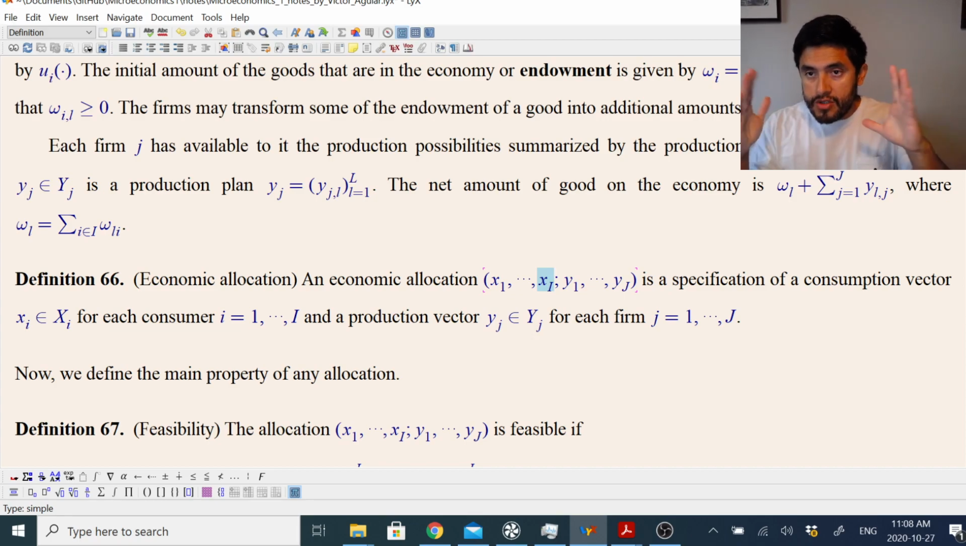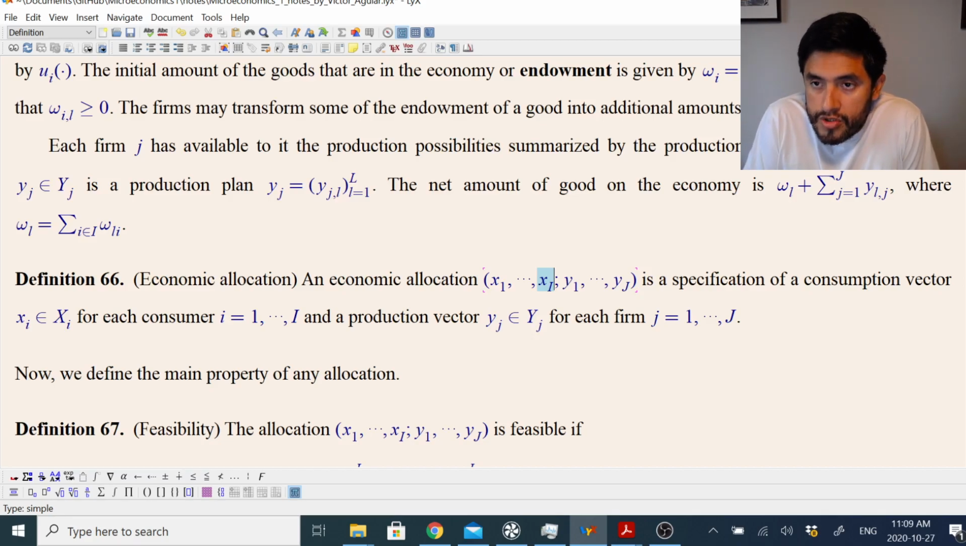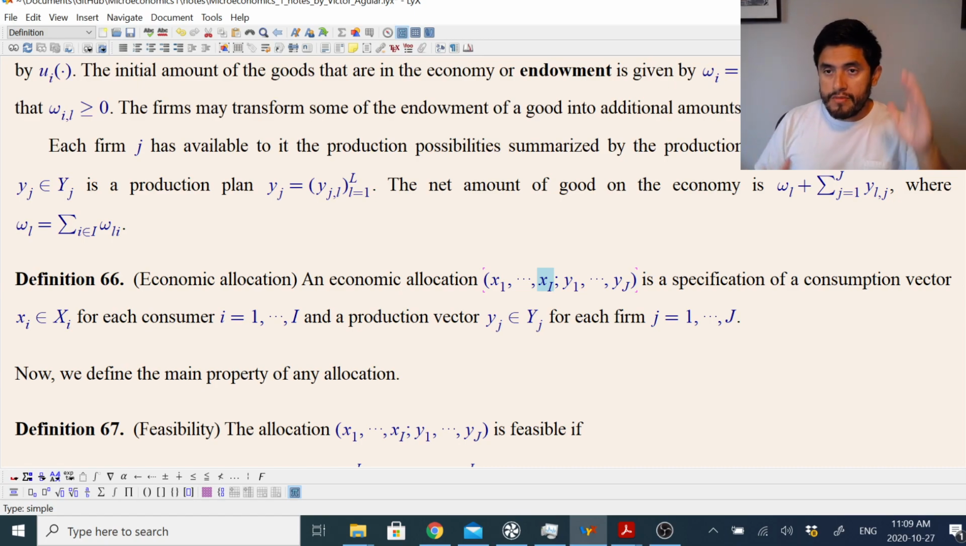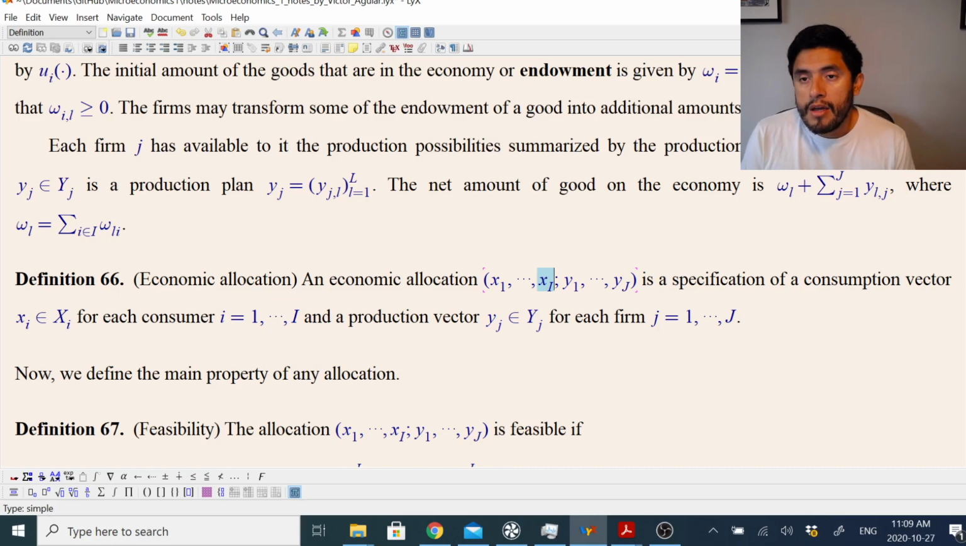Now we take this matrix and we put next to it another matrix, which is the matrix of production. Again, Y1 is a vector of size L of the production plan of firm 1, and Y capital J is the production plan of firm J. We stack them together, and this is another matrix of size rows L times columns capital J. And we put all of them in a single matrix, which has rows L and columns I plus J.